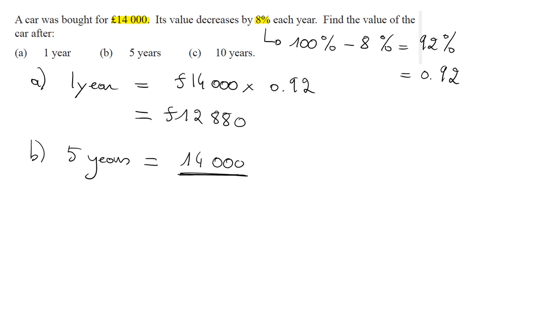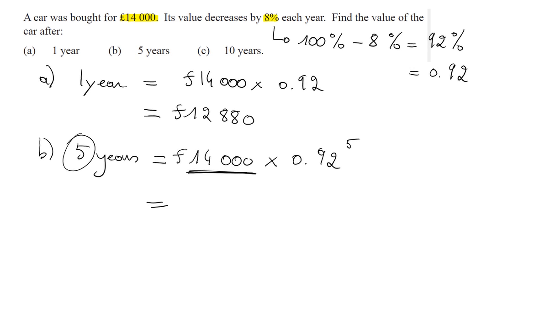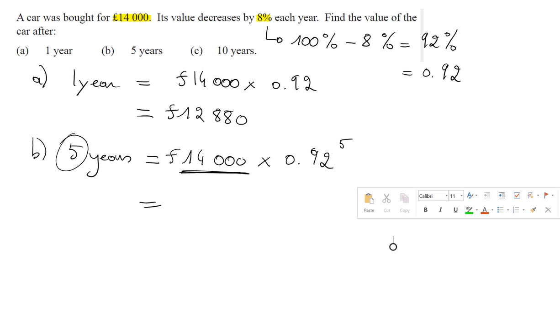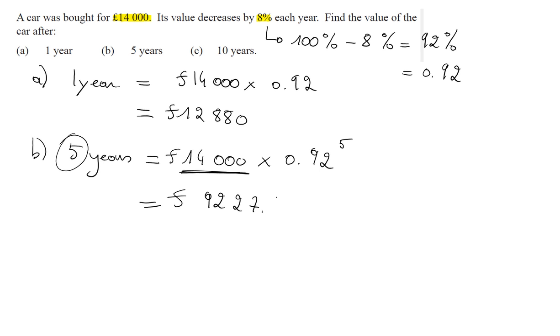I'm using my original value, so 14,000, times my multiplier, which in this case is less than 1, because it's depreciation, so 0.92, to the power of, well, it's 5 years, so to the power of 5. And 14,000 times 0.92 to the power of 5. Of course, guys, use a calculator. You're not supposed to do this in your head. That's going to be 9,227.14 pounds.